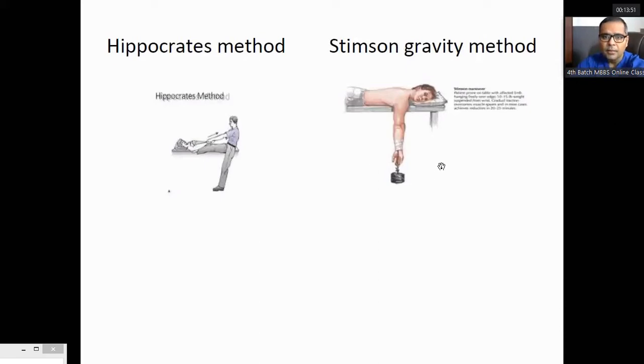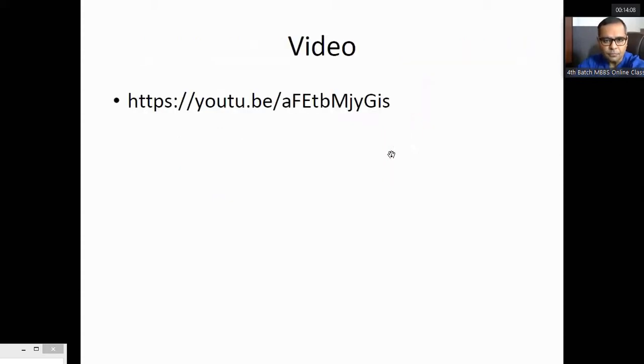Another method is Stimson's gravity method, in which we put the patient in the prone position and hang around 4 to 5 kg weight tied to the wrist, and keep it for a while, and the shoulder reduces by itself. Here I had attached one video, but it's not playing.